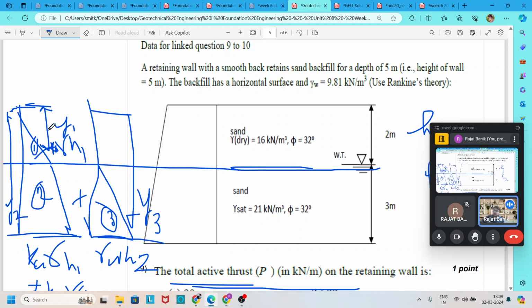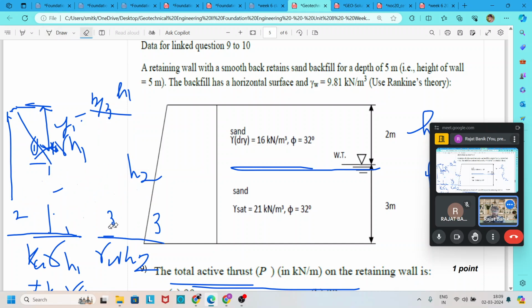So for area 1, y1 is equal to 2 by 3 h1. For area 2, y2 is equal to h1 plus 2 by 3 h2. Sorry, it is a trapezoidal, so for the trapezoidal it becomes different. Let me put this.